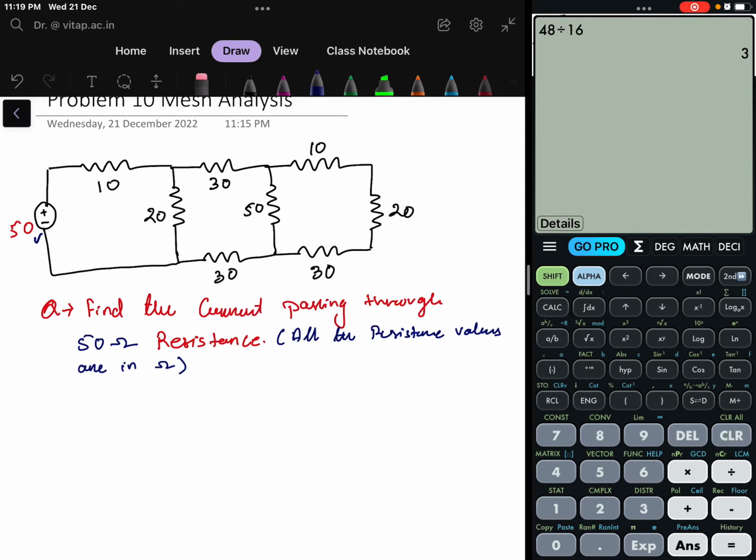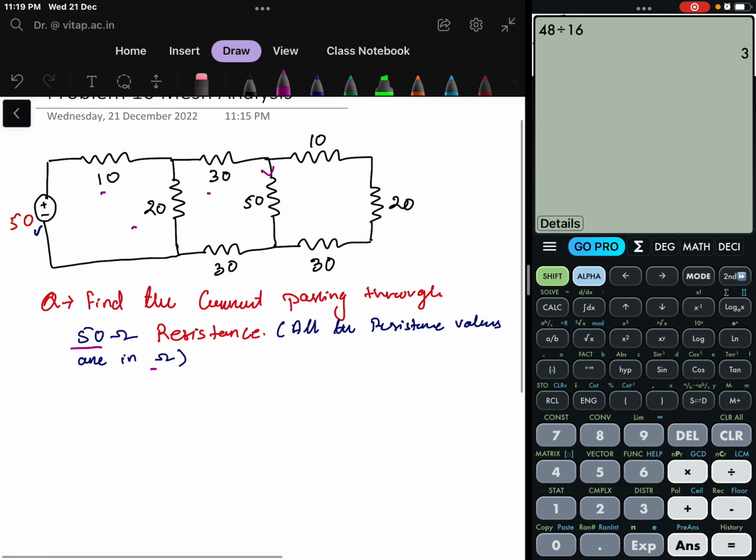In this problem, we will be solving this using mesh analysis, and the question is saying to find the current passing through the 50 ohm resistance. Using the mesh analysis, we have to do this. What is given: all the resistance values are in ohms, that means it is 10 ohm, 20 ohms, 30 ohms, 50 ohms, and we have to find the current flowing through this 50 ohm resistance.